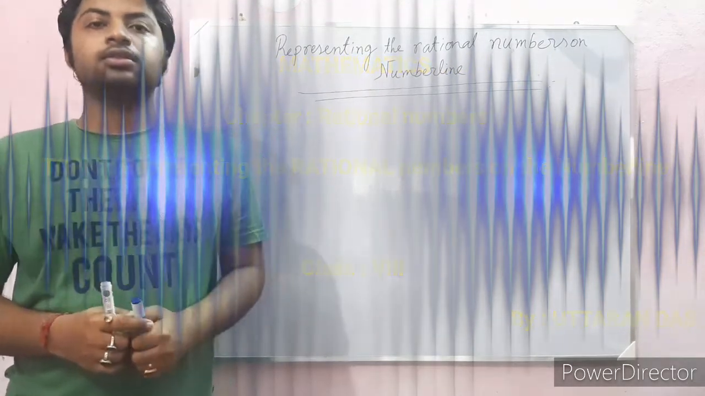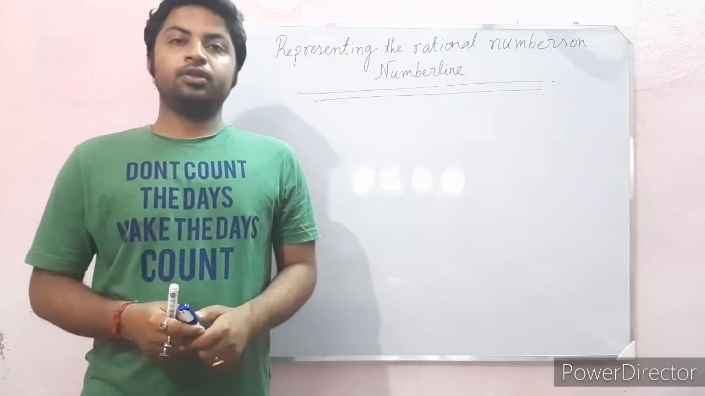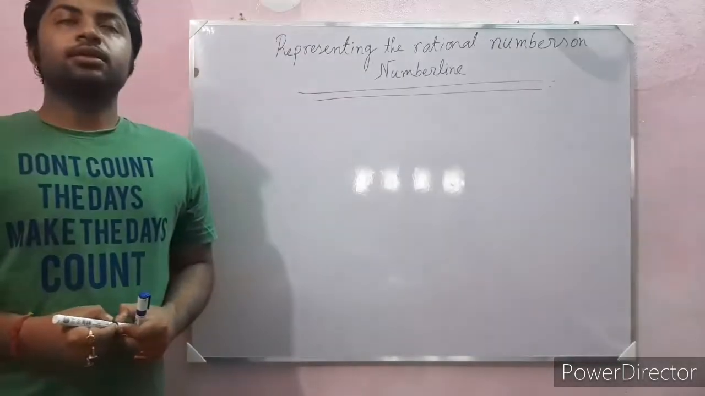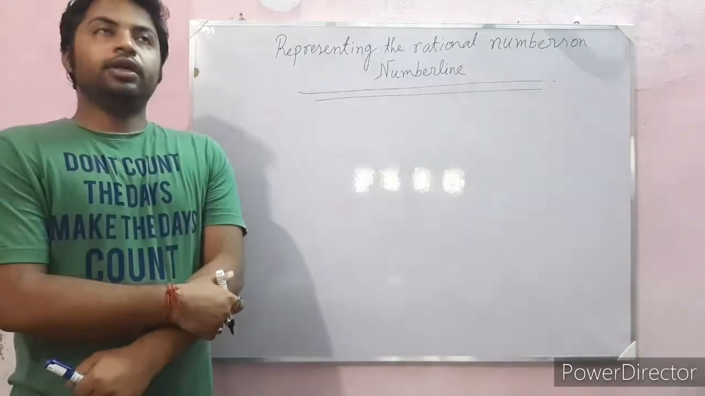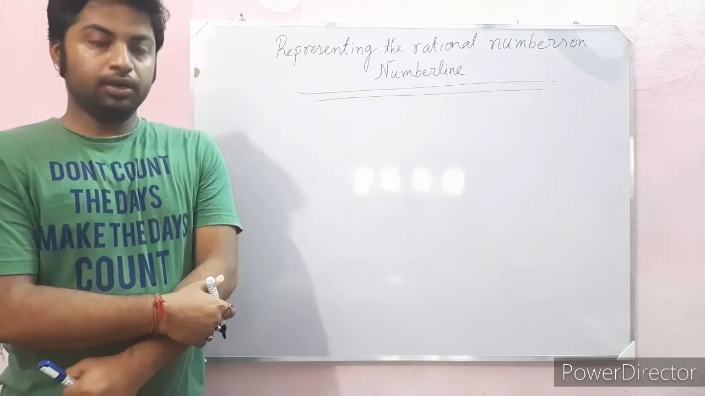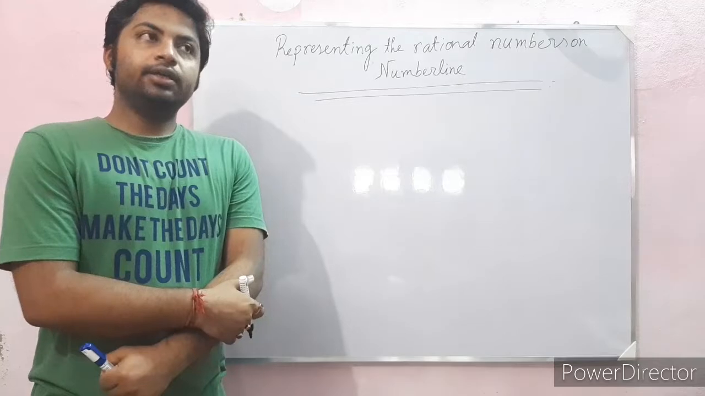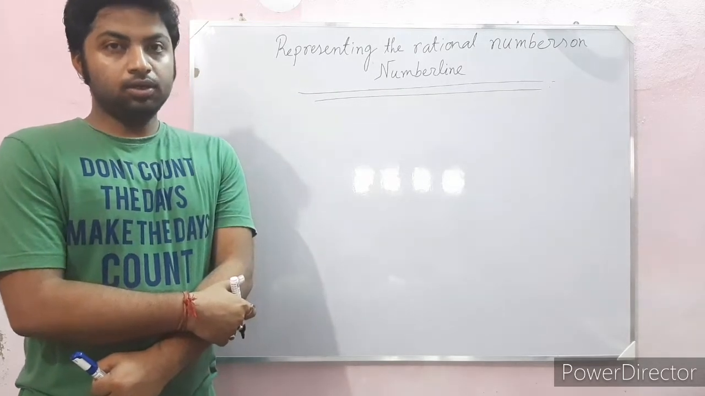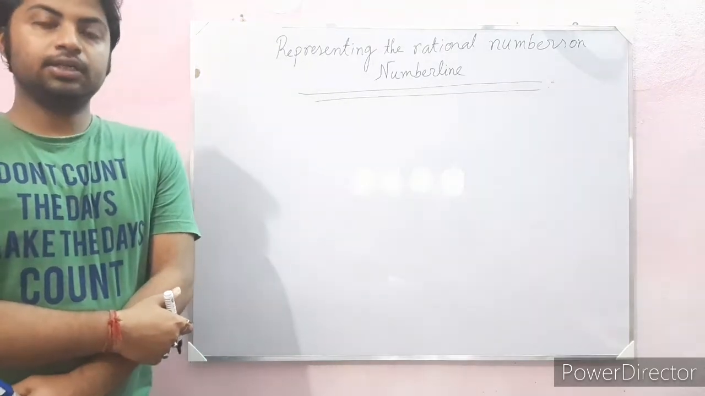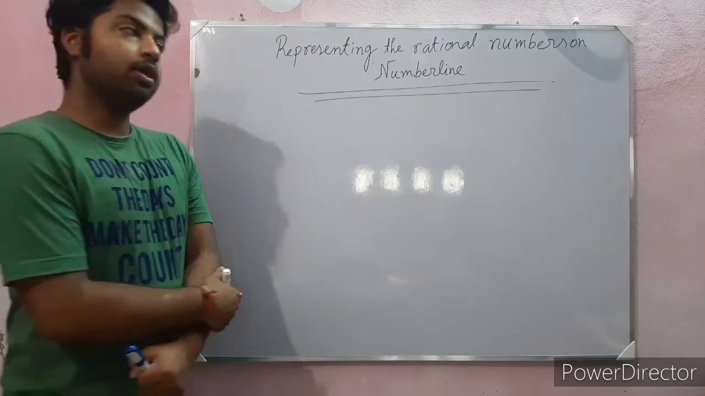Today I am going to discuss representing the rational numbers on a number line. Okay, so let us start. In your previous classes, you have learned about the integers and their properties and representing the integers on the number line, right? And we also know that the integers are also rational numbers. Each and every integer is a rational number. So we can easily put the integers on a number line like this, right?